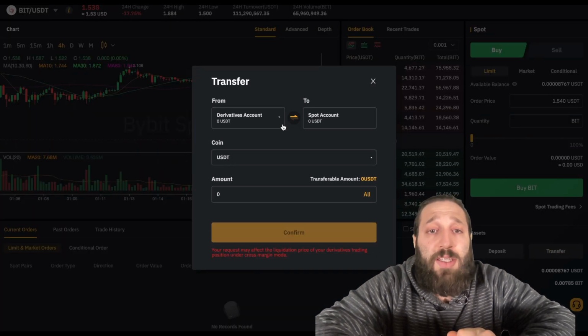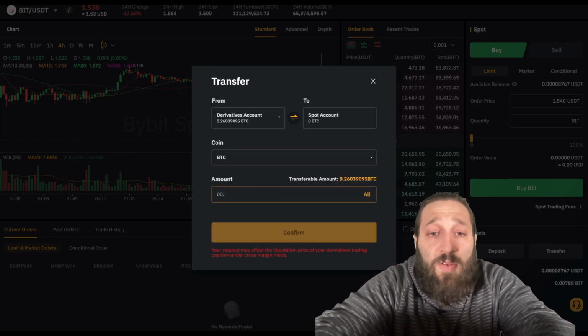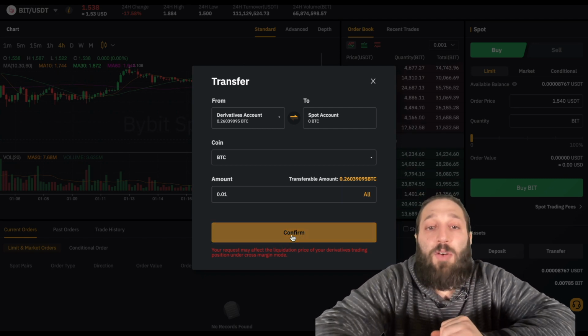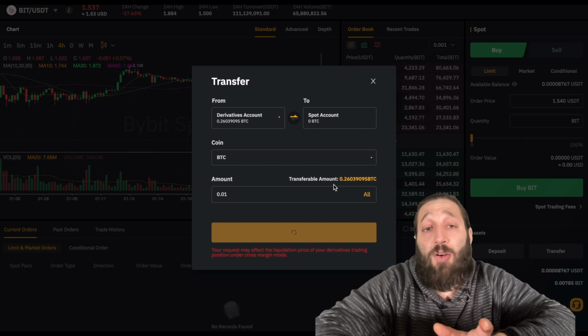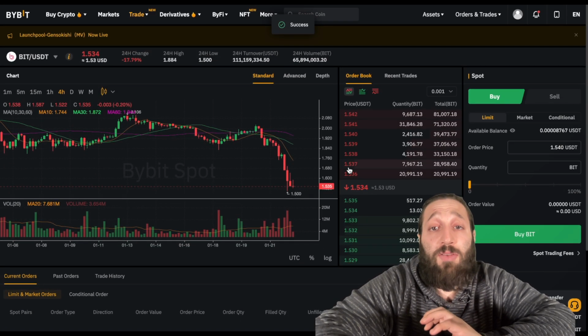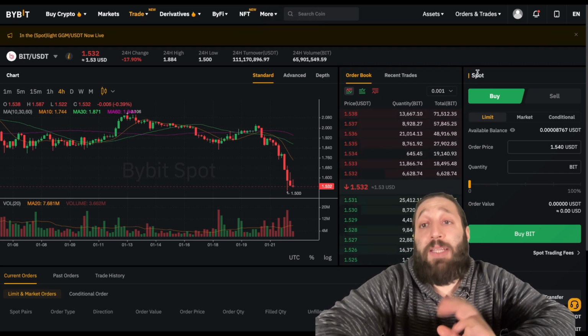So I'm going to transfer over some Bitcoin from my derivatives account to my spot account. So I'm going to transfer over some BTC. I'm going to transfer over 0.0, let's do 0.01. And let's confirm, and let's send that over. So it's free to send over and do transfers from your account, internal transfers. It's free to do that as many as you want, and it's instant.